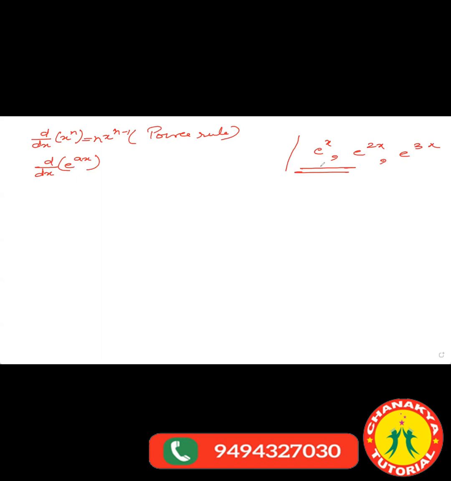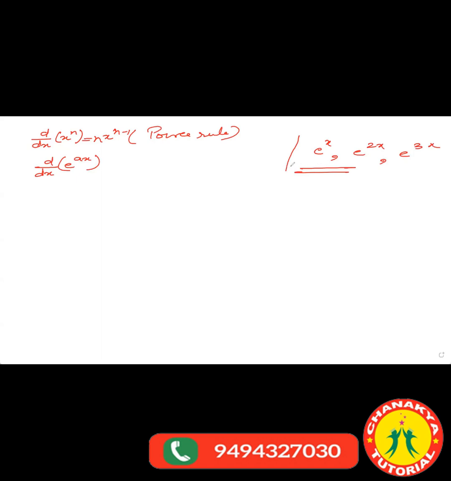So now children, there are a few formulas. First is x to the power n, and this is called the power rule: n x to the power n minus 1. Now next is differentiation of exponential functions. What are exponential functions? They are like this: e to the power x, e to the power 2x, e to the power 3x. These are the exponential functions.